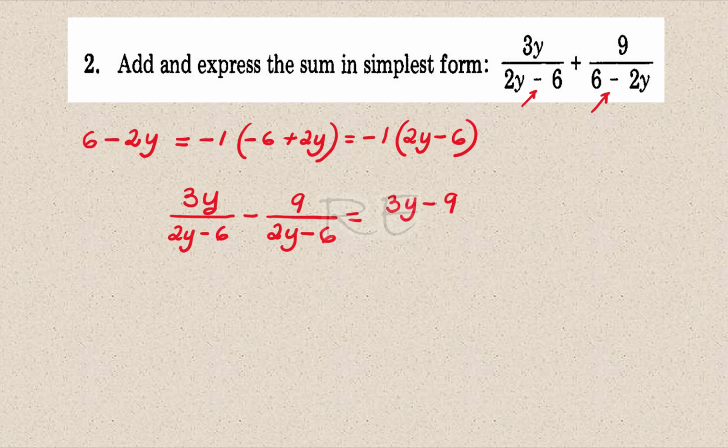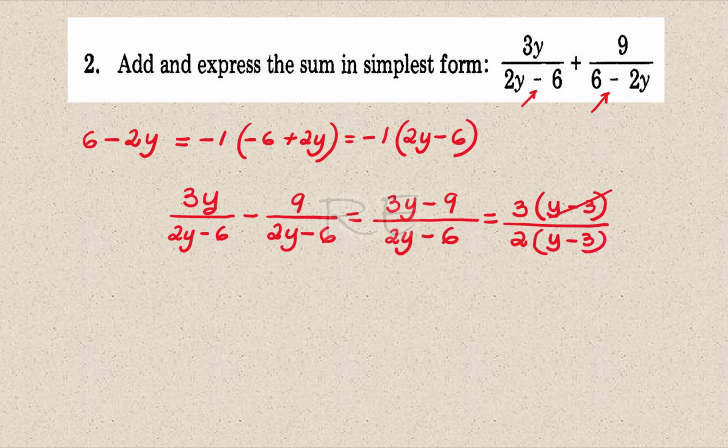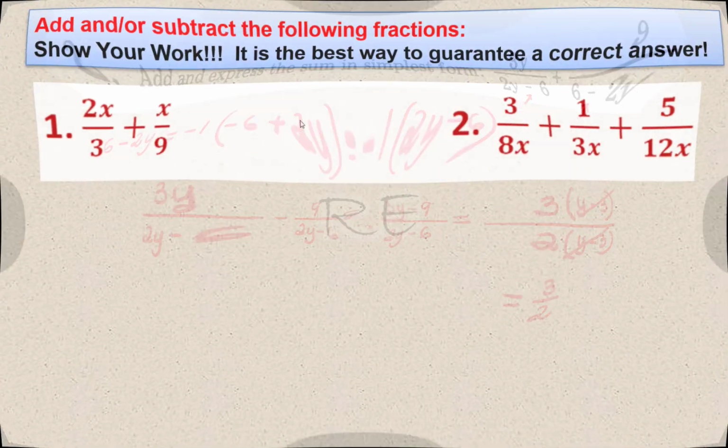3y minus 9 will be divided by 2y minus 6. We can combine the numerators. 3 is the greatest common factor of 3y minus 9, so it's 3 times y minus 3. 2 is the greatest common factor of 2y minus 6, so it's 2 times y minus 3. y minus 3 cancel, and our final answer is 3 over 2.